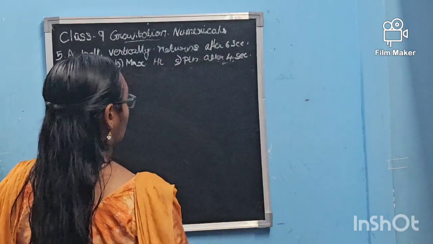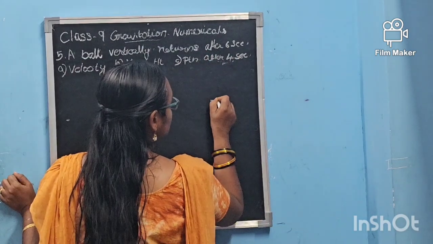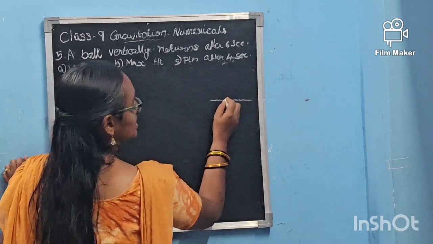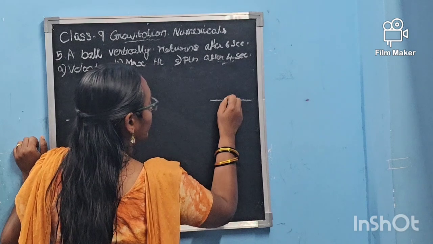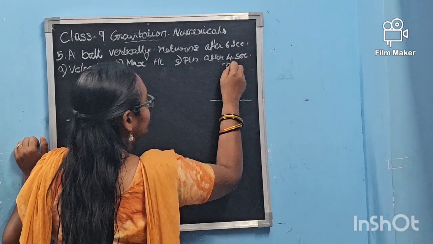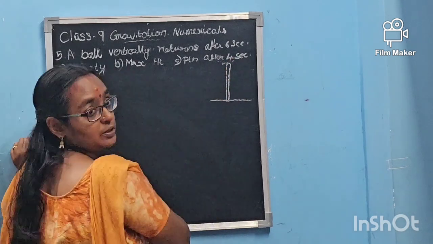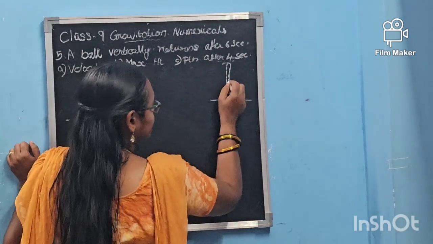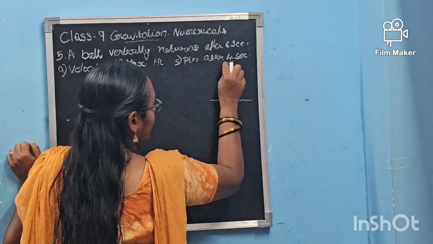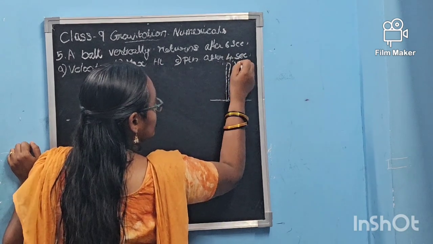Now you have to draw. Then only it will be easy for you to understand. So this is the position of the hand of the thrower, and he is throwing the ball and it is returning back to the position. So net displacement will be 0, and it is thrown up where v will be equal to 0.